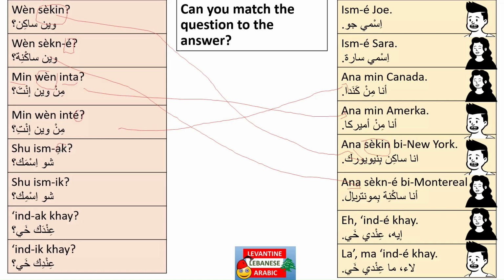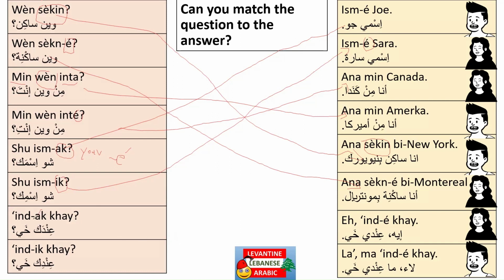شو اسمك? What's your name? Now again, we said اسمي, that means my name. اسمك, your name, and that would be your in the masculine. The ak sound is always your for the male. اسمي جو. شو اسمك? Now the ik sound is in the feminine. What's your name in the feminine? اسمي Sarah. So notice اسمي, my name, اسمي Sarah.